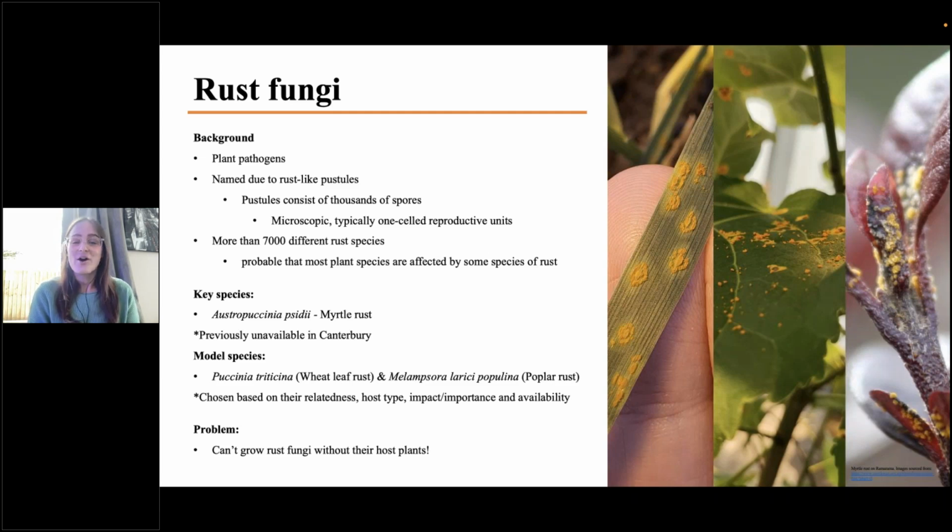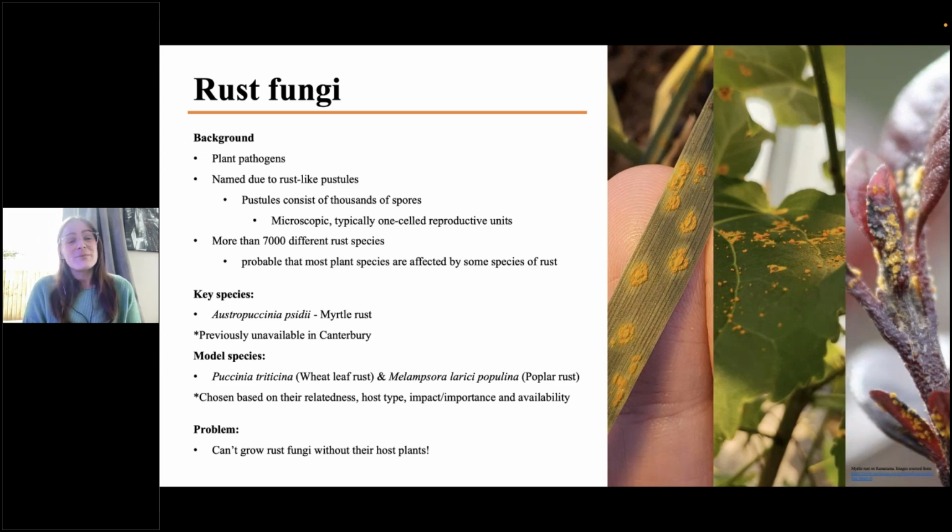But for the majority of my thesis, we weren't able to work with it in Canterbury. So instead, I was working with two model species. The common names are wheatleaf rust and poplar rust. These were chosen for a range of reasons, including relatedness, host type, impact / importance, and obviously crucially availability. No point having model species if you also can't work with them.